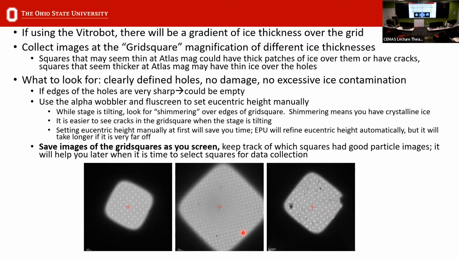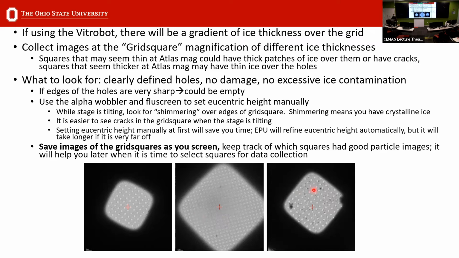So on both the Glacios and the Krios, we use Thermo Fisher's EPU software, both for screening and data collection. So back here, I highly recommend that users set eucentric height manually because some things are easier to see as the stage is tilting rather than when the stage is flat. As the stage is tilting, I look for shimmering over the grid squares. It's very common to see shimmering over the edges of the grid square, and that's normal. That's a sign of crystalline ice. But if I see a lot of shimmering in the middle of the grid square where my holes are, then I know, okay, I'm just going to move on to the next grid square and I'm not going to spend time here because the ice is not good.